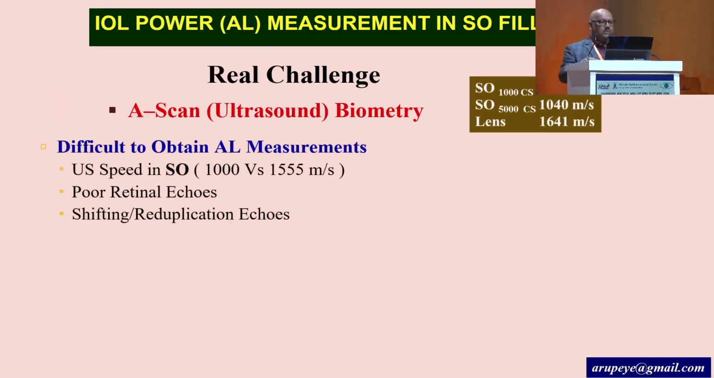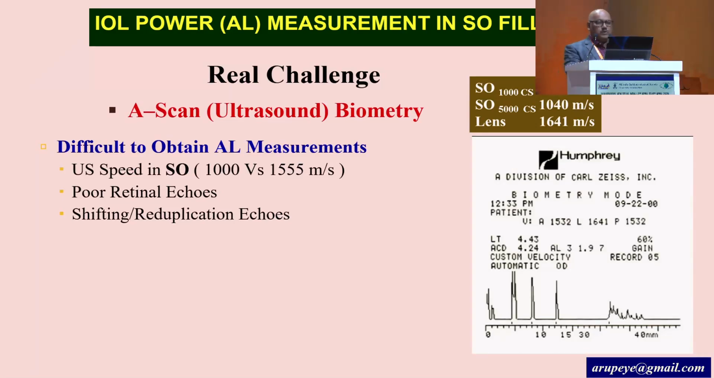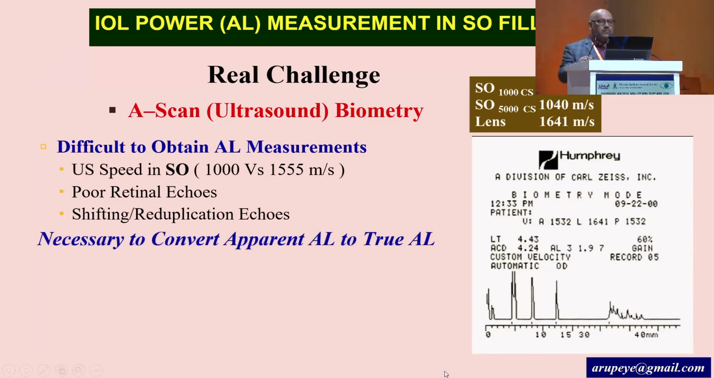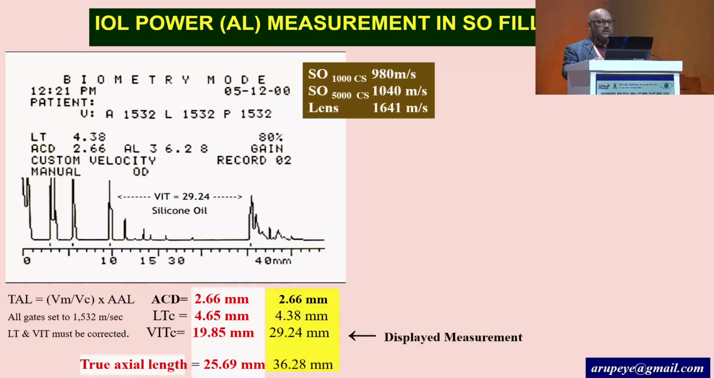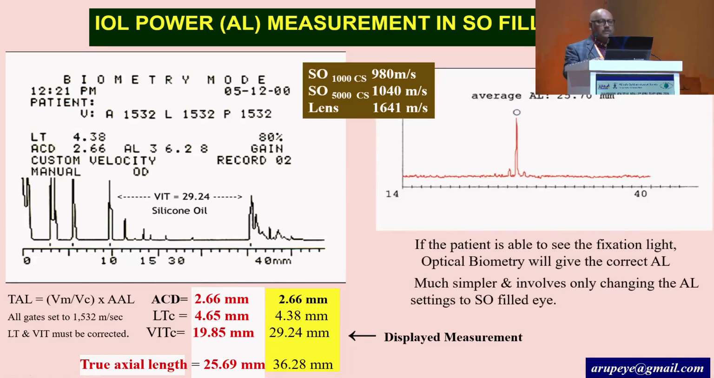And here the real problem starts. Because we all know that ultrasound is attenuated by the silicone oil in the posterior segment. You get poor retinal echoes. There is reduplication of echoes, as you see here in this slide. Whatever axial length you get is an apparent one, and that has to be converted into a true axial length. This is actually a slide from Warren Hill. Here, for this patient, a velocity of 1532 was used for the entire measurement, and the axial length calculated is 36.28. Then when the correction factors have been applied, ultimately it comes down to 25.69 millimeters, which tallies quite well with optical biometry results. So there is a way of getting around these situations.